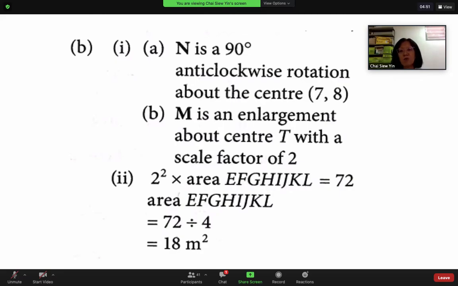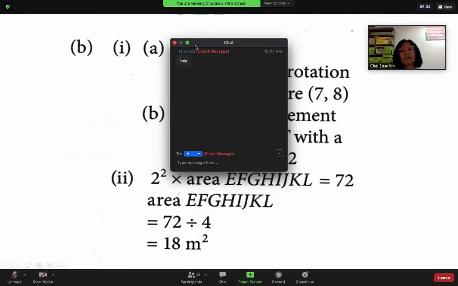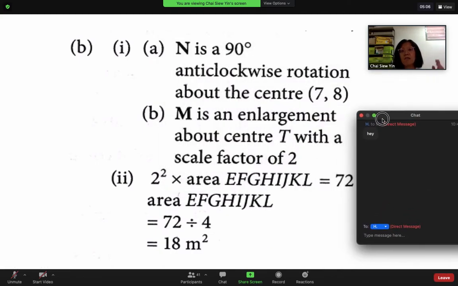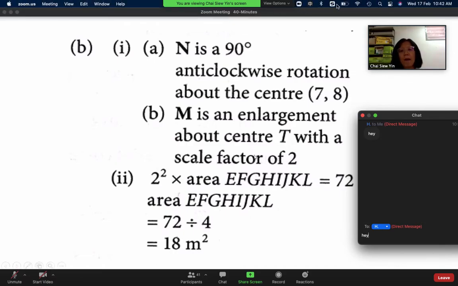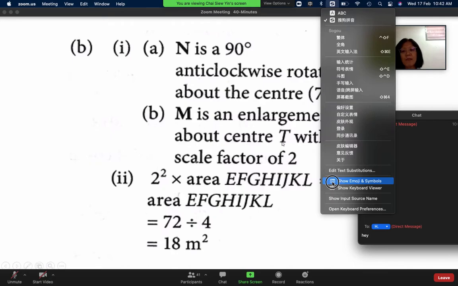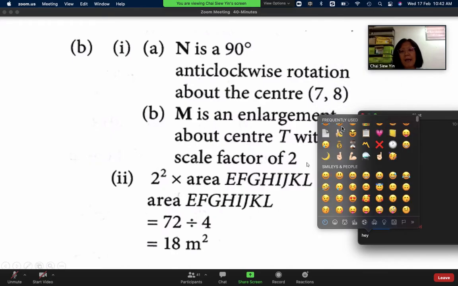You may have tried this question, your answer may not be the same as mine, but when you are describing the answer, whatever you see on the screen, you must follow. Okay, 90 degrees anti-clockwise rotation, the center, where is it? So for rotation, the angle, the direction, and the center. For Part B, the enlargement, the center is at T, and the scale factor.